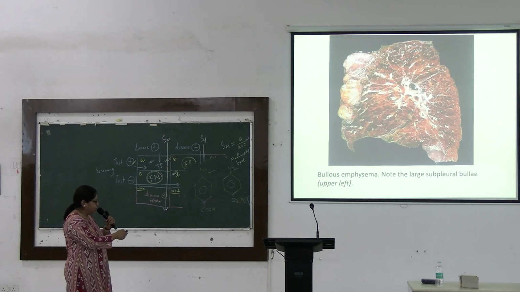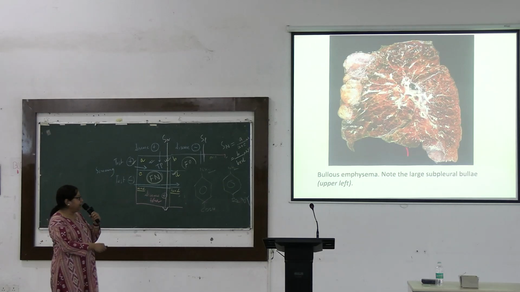This is another image of bullous emphysema. See the formation of bulla just beneath the pleura. So this is subpleural bulla in emphysema.